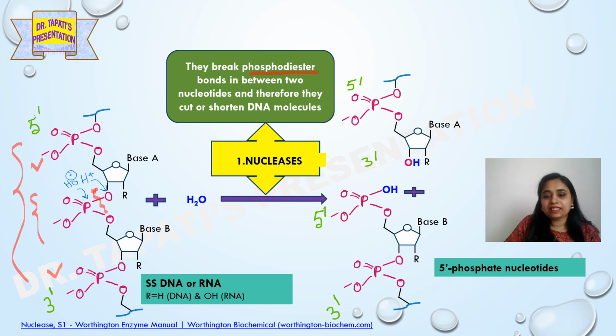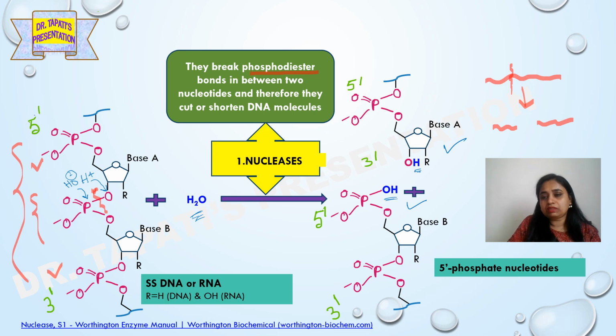Now you will get this type of product. This is one product and this is another product. Blue color means this hydrogen is actually coming from the water molecule and this OH group is coming from the water molecule. Okay, so you are getting these two products. Now suppose this is one DNA molecule and due to the action of nuclease, suppose nuclease is acting on this position, then you will get these two products.